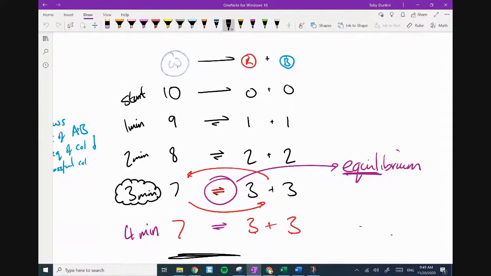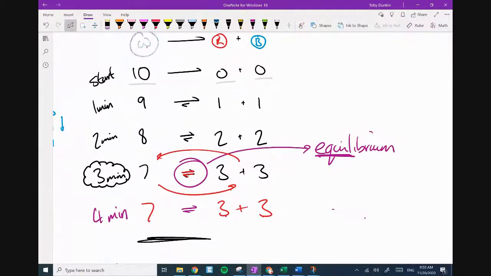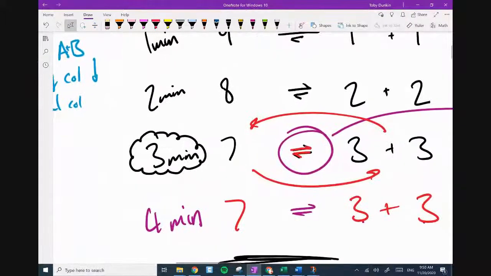And then we went from white to red and blue. We started off with 10 whites and no reds and no blues. Then, after 1 minute of the reaction, the reactants, the whites, went down to 9, and red and blue went up to 1 each. At this point, what we realized was that equilibrium was established at minute 3.